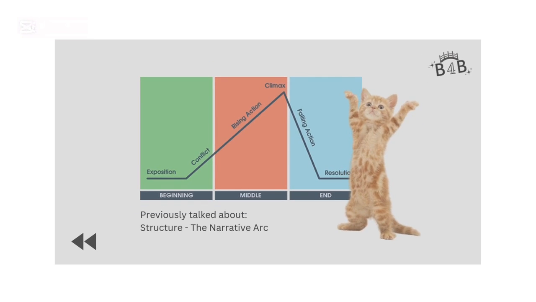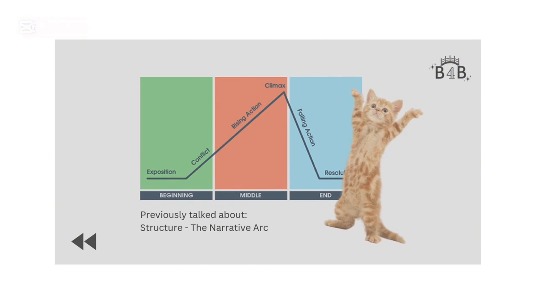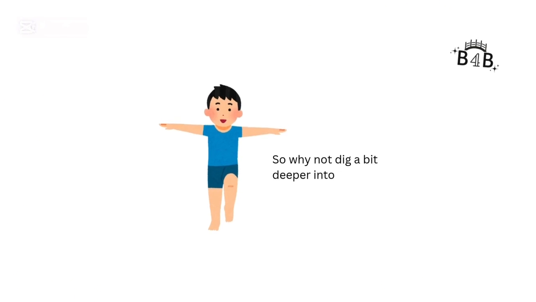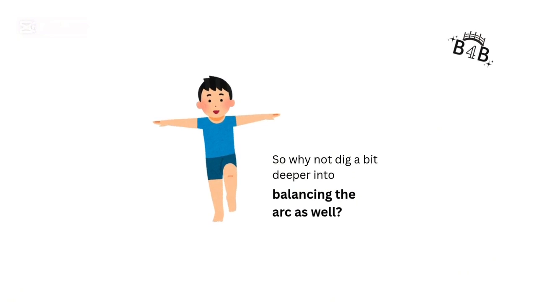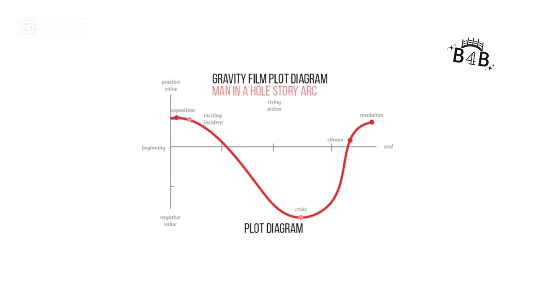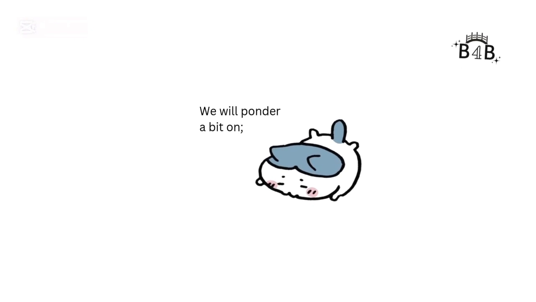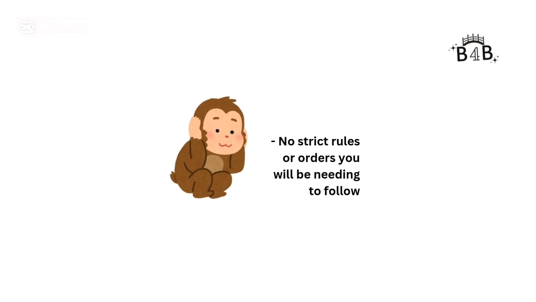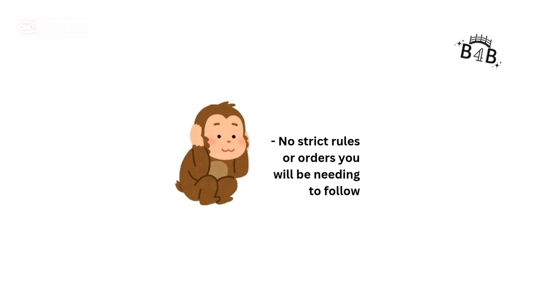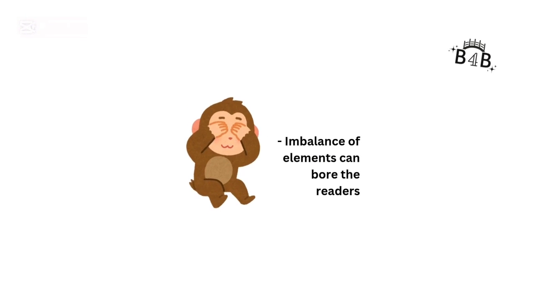So we have already gone through the basics of the structure of a narrative arc, in a very fast video lesson. So why not dig a bit deeper into balancing an arc as well? Like I said, the structure can take many forms, shapes, and orders even. So now we'll ponder a bit on how we can make our story arc appealing to the readers. There are no such strict rules or orders you will need to follow, but the imbalance of elements can either confuse or bore the readers.